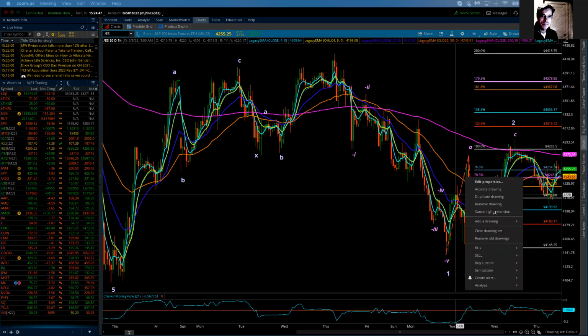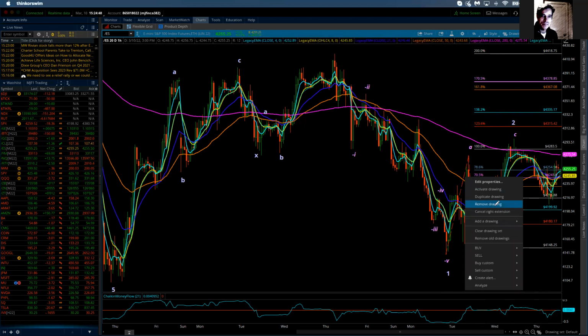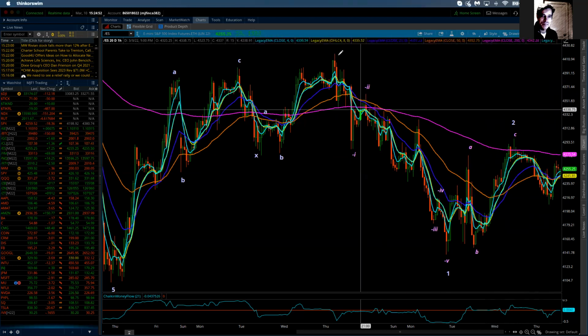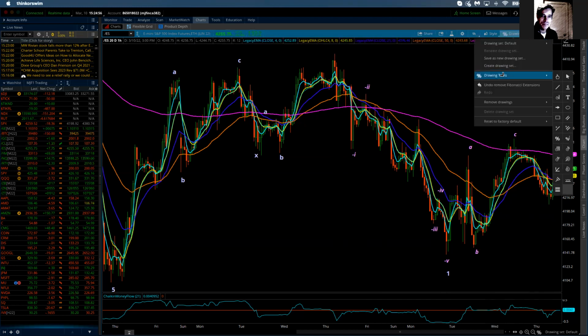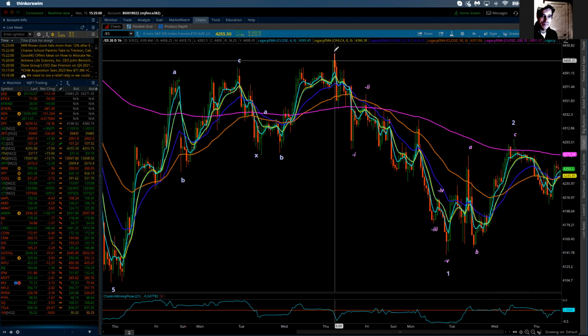Now, where could this end up? First thing I'm going to do, I'm going to remove that upside, and now we're going to put our downside in, and it would be the extensions that would show us on a minute third wave.